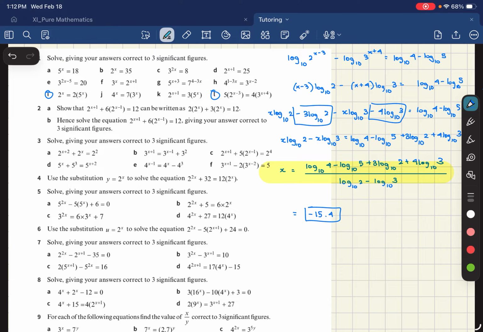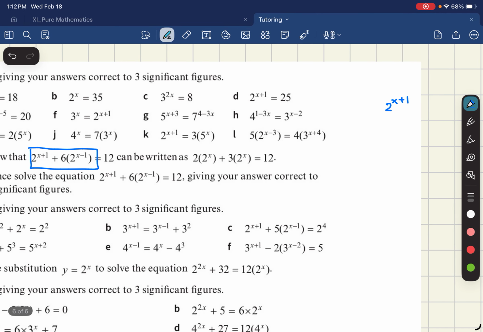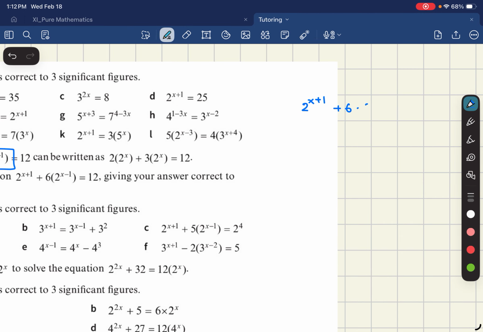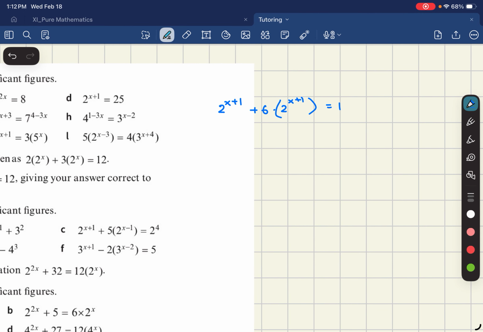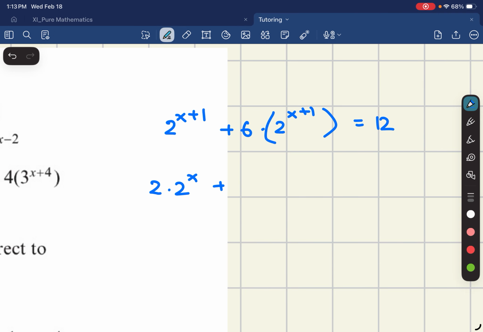So 2a says show that this can be written as this. So let me just take this, right? It says 2^(x+1) plus 6 times 2^(x-1) is equal to 12. Well, I know using the rules of exponents that I can write this as 2 times 2 to the power x, because when I'm multiplying and I have the same base, the exponents are going to add. So I'm going to add x and 1, and I get exactly this.